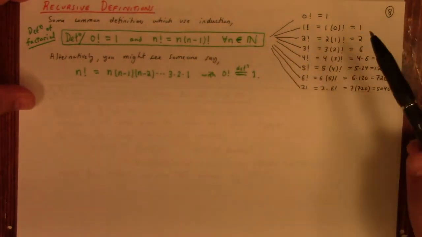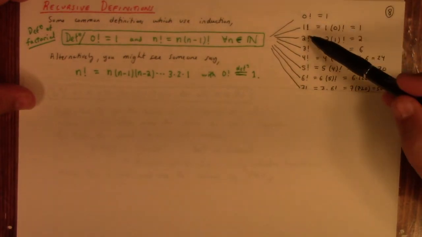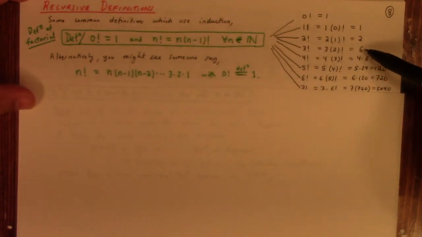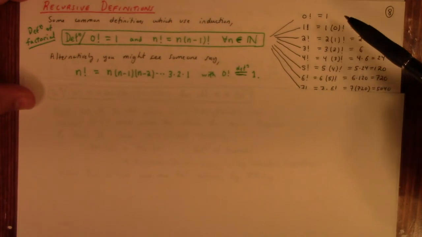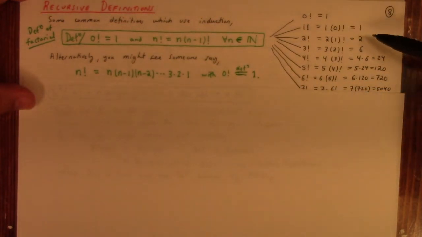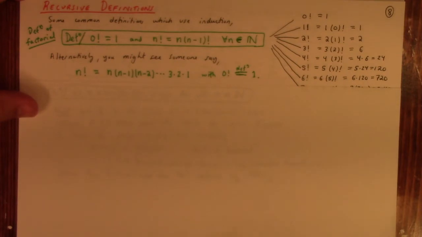So you could start, you know, working it out. 0 factorial is 1, 1 factorial is 1 times 0 factorial, which is 1, 2 factorial is 2 times 1 factorial, which is 2, 3 factorial is 3 times 2 factorial, which is 6, because 3 times 2 is 6. And then 4 factorial is 4 times 3 factorial, which is 4 times 6, which is 24. Then you get 120, then you get 720, then you get 5040 for 7 factorial. And it just gets bigger and bigger and bigger. Factorial grows super fast, right? You probably remember that from your Calculus 2 course, right?